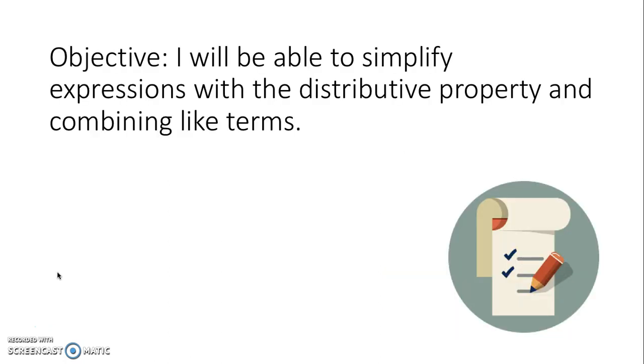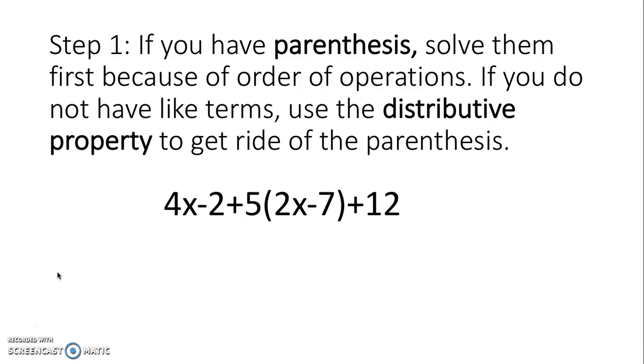So our objective for today is I will be able to simplify expressions with the distributive property and combining like terms. So step 1, if you have parentheses, solve them first because of the order of operations. But if you do not have like terms inside of those parentheses, use the distributive property to get rid of the parentheses. So please write this step 1 down because this is going to be a good hint on all of our expressions that we are trying to simplify.